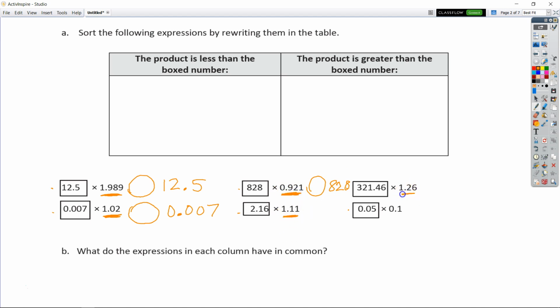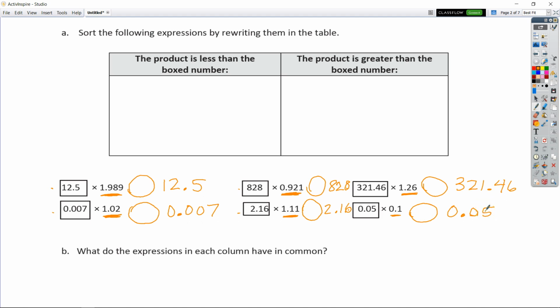Scaling factors underlined for all of the rest. And I'm just comparing using my greater than, less than, or equal to sign first, and then I'm going to go ahead and put them in the correct places. Greater than, less than, or equal to, 321 and 46 hundredths, greater than or less than or equal to 5 hundredths.